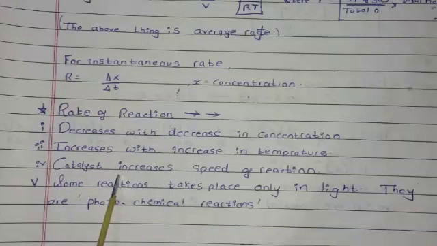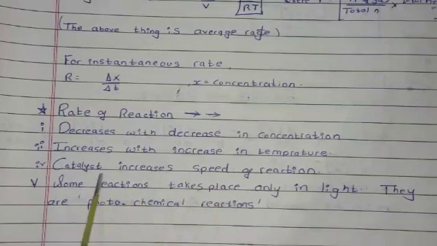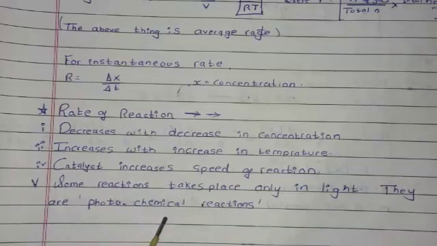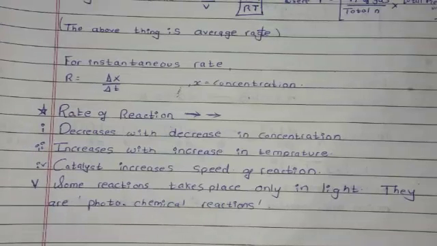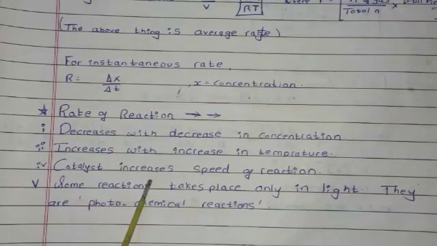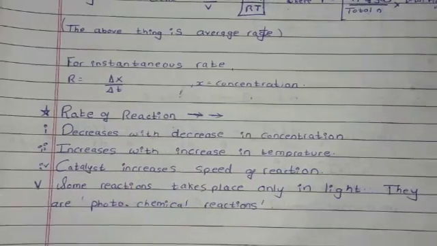Catalyst, we can see a catalyst increases the speed of reaction. That's so important. Some reactions take place only in light. They are called photochemical reactions. That's so obvious, right? Photo is nothing but light. And one more important part, a catalyst just increases the rate of reaction, nothing but speed of reaction. Yes, and those were the first two things.